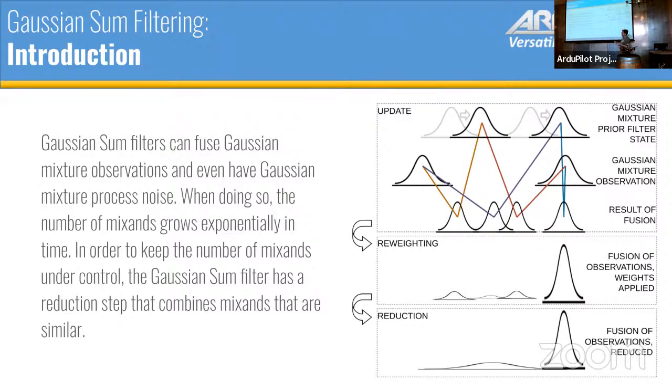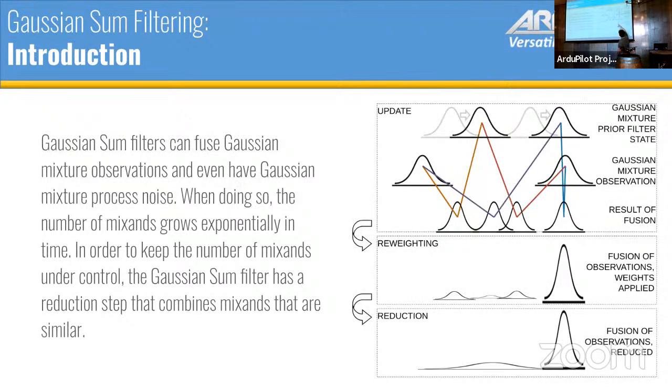And when this happens, the number of mixands is multiplied by the number of mixands in the observation. So essentially, you end up growing the number of mixands exponentially in time, and then keeping that under control by fitting a new, simpler mixture that matches as closely as possible the detailed state of the filter before reduction.